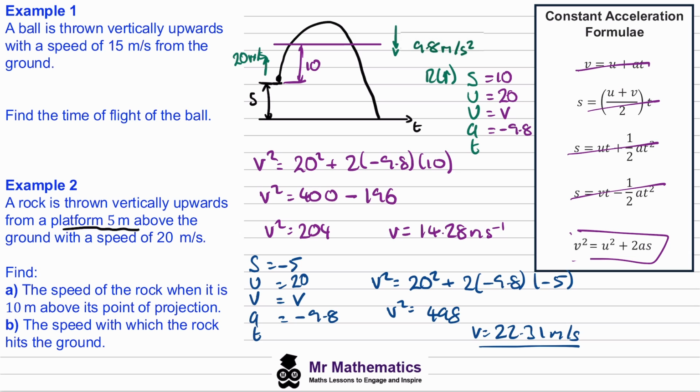Okay? So it's really important to think about the displacement. Because we wanted 10 meters above the point of projection, this is going to be positive. For part B, because the ground was below the platform, the displacement is now negative. Remember that displacement includes direction. Let's try question 3.